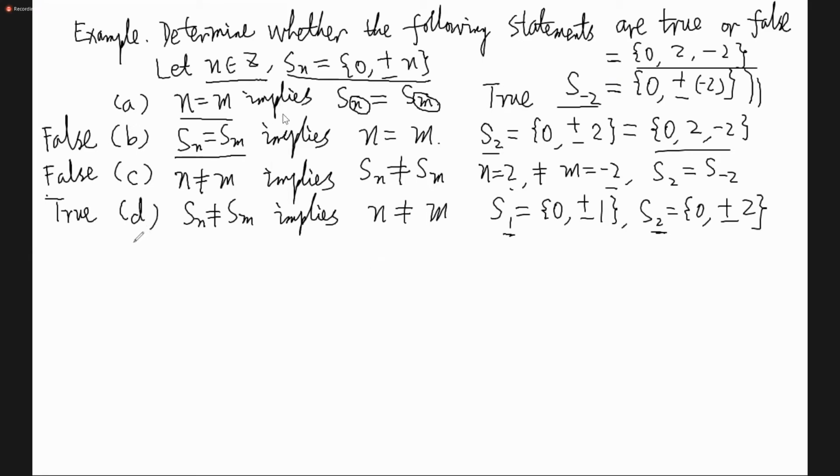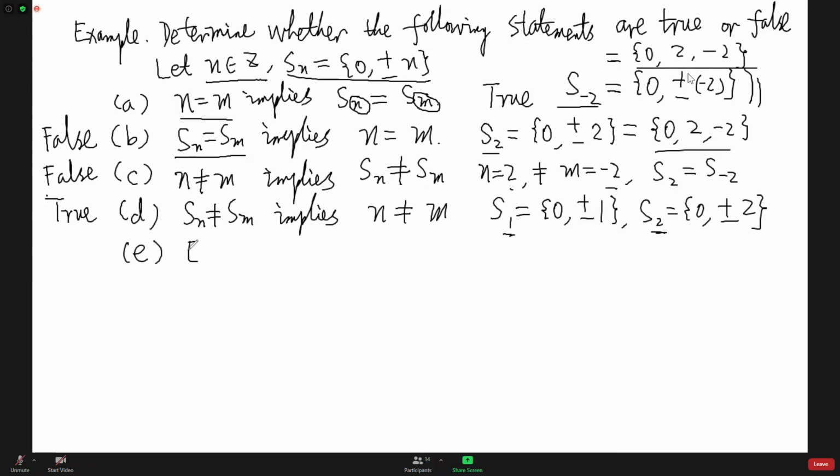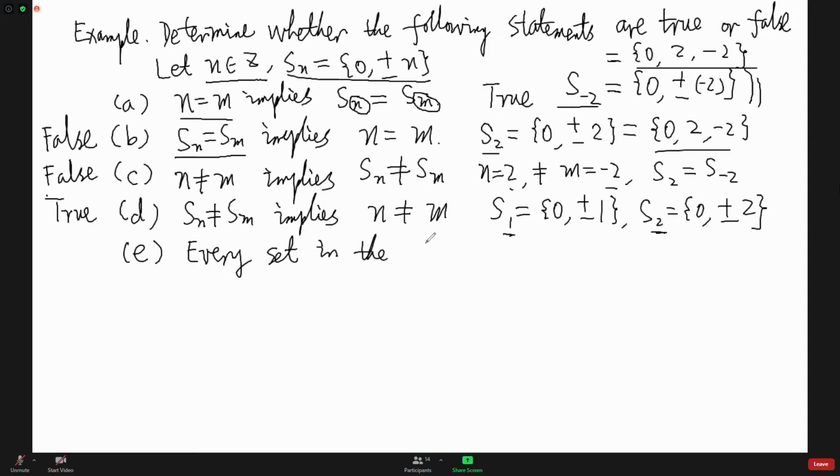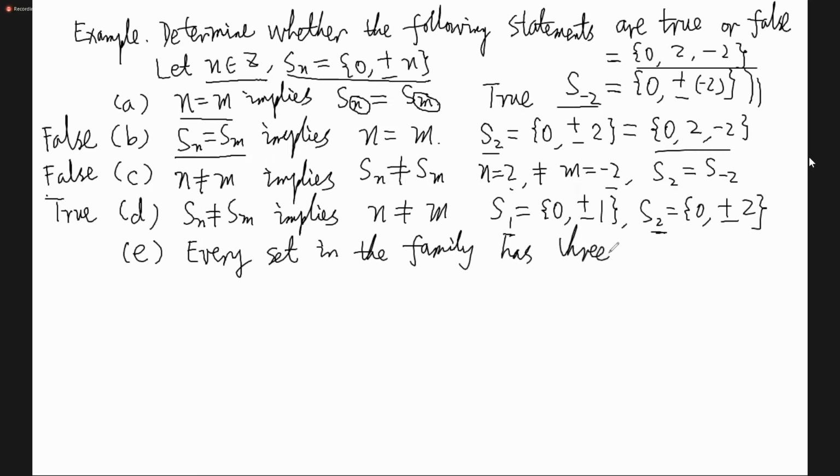Okay, let's look at the next statement, E. Every set in the family has 3 elements.